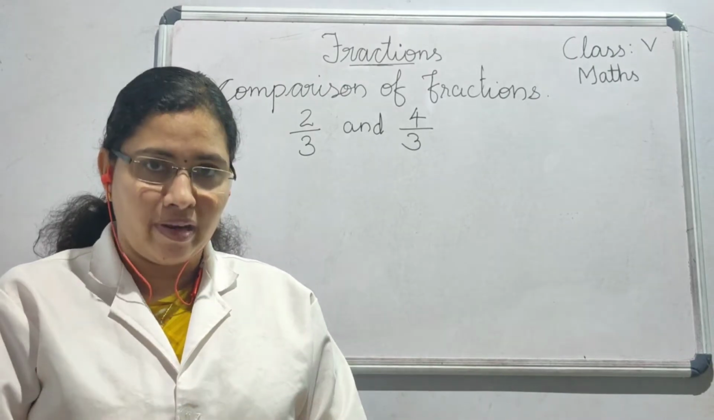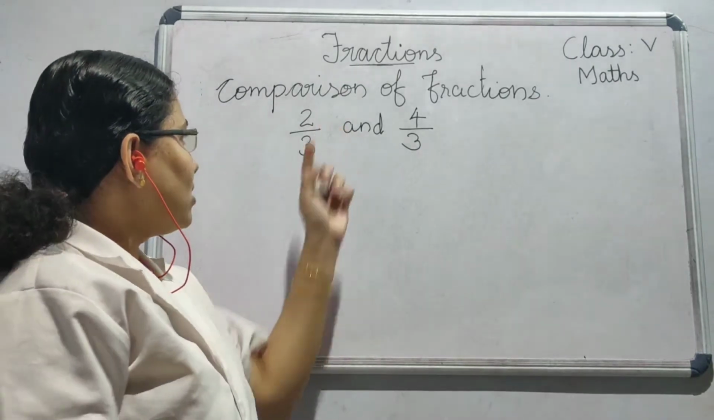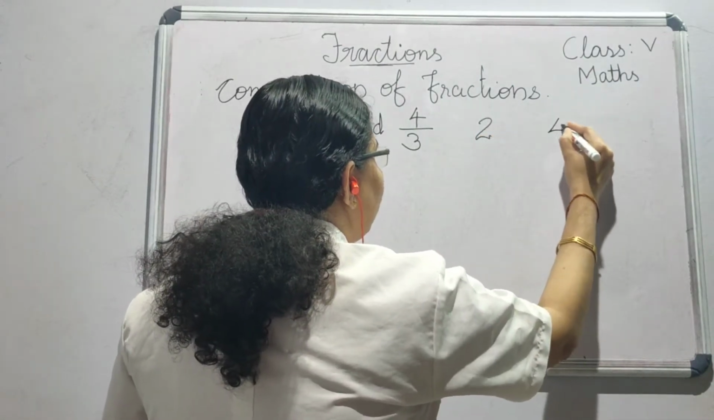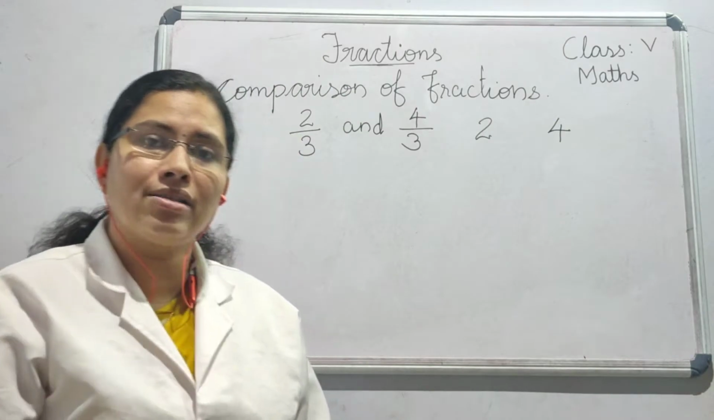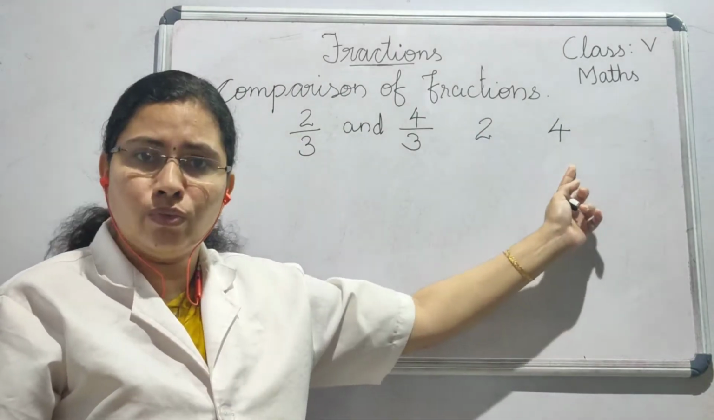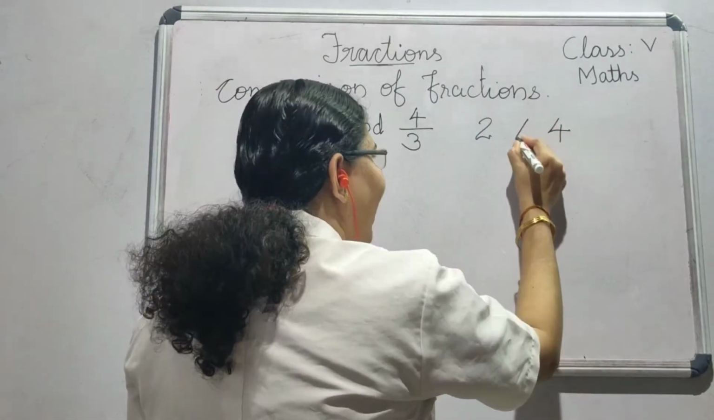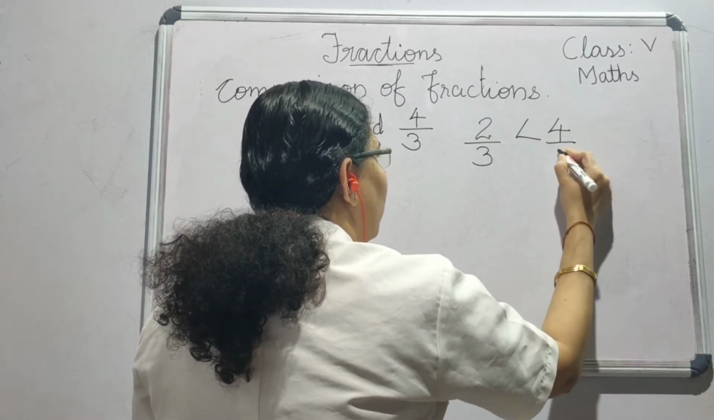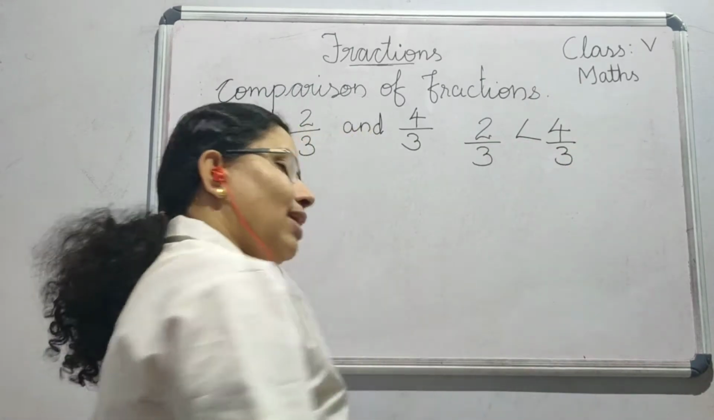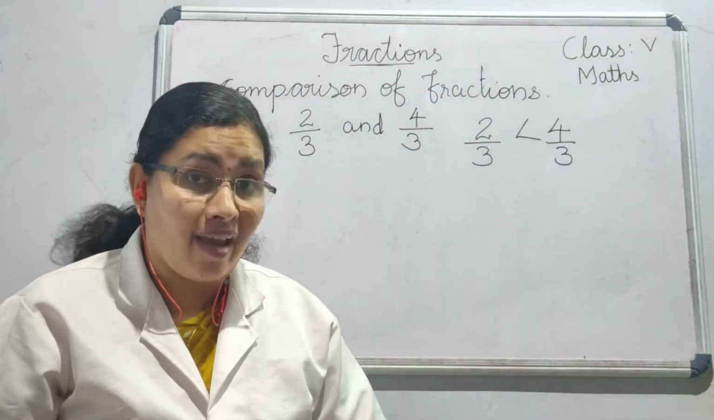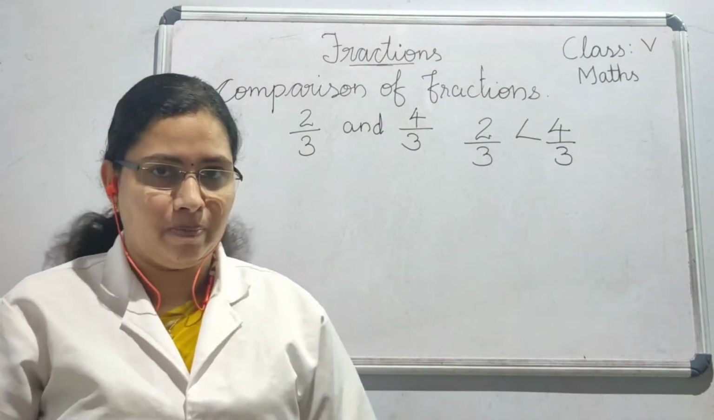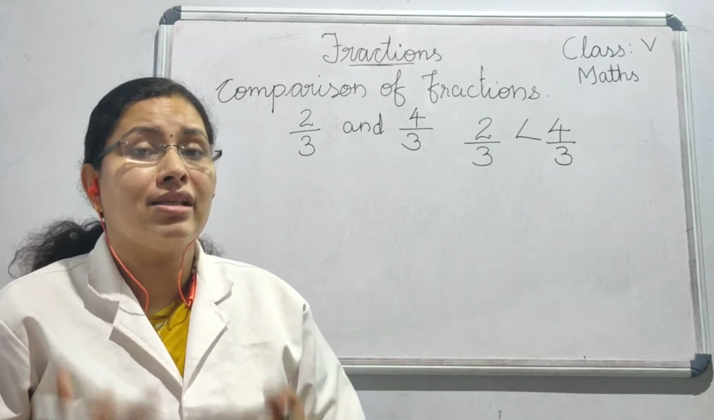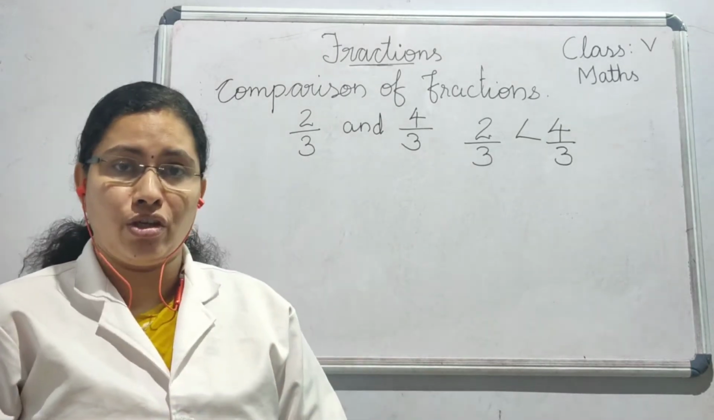Just see the numerator. Here, the numerators are 2 and 4. So which one is greater, 2 or 4? 4 is greater, so we can say that 2 by 3 is less than 4 by 3, or we can say that 4 by 3 is greater than 2 by 3. Okay? So it is very easy to compare the like fractions.